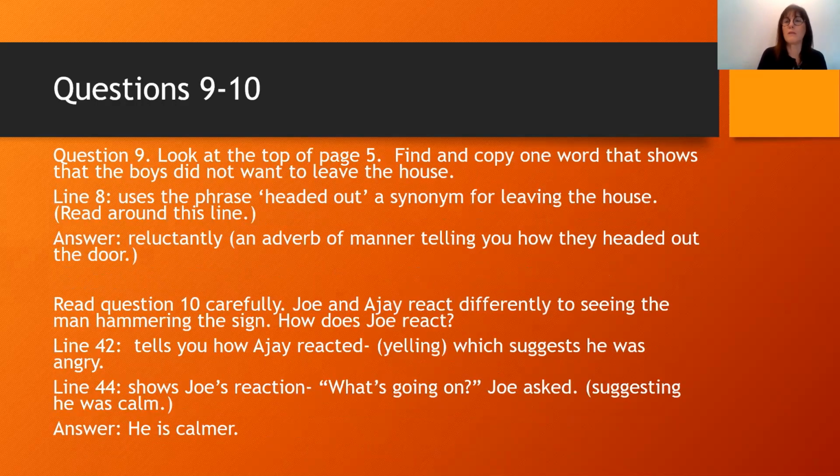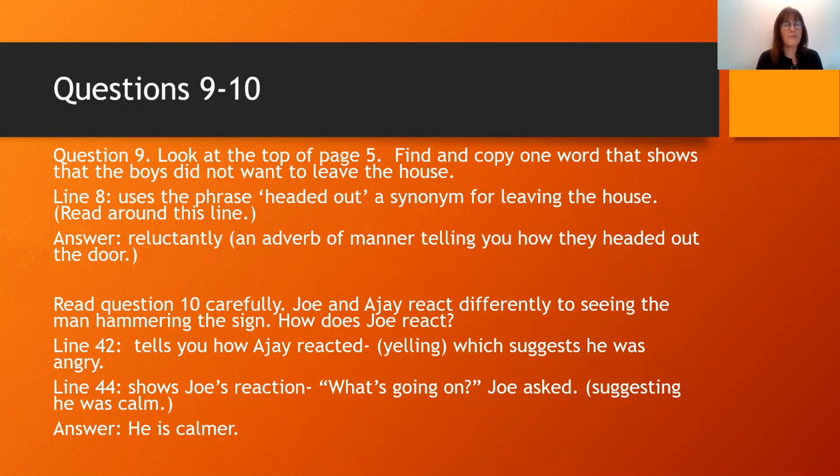Moving on now to question 9. Question 9. Look at the top of page 5. Find and copy one word that shows that the boys did not want to leave the house. Again, a find and copy question. It says copy one word. Make sure that you only copy one word and that you read the question carefully. So they didn't want to leave the house. Let's read at the top of page 5. Joe and AJ grabbed their bags and reluctantly headed out the door.